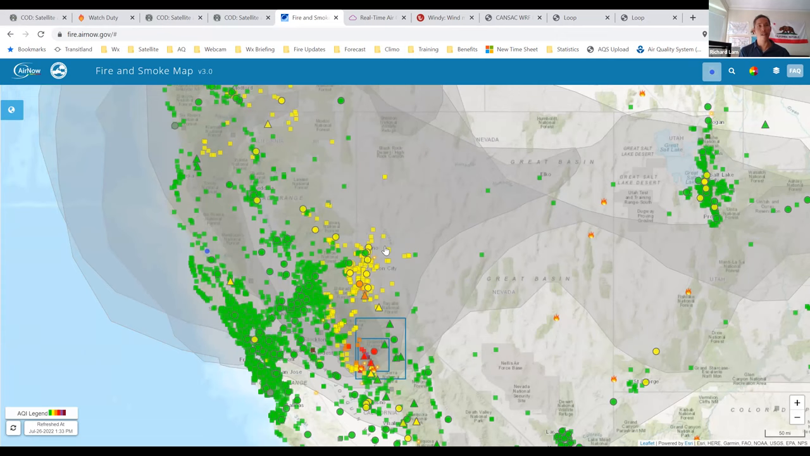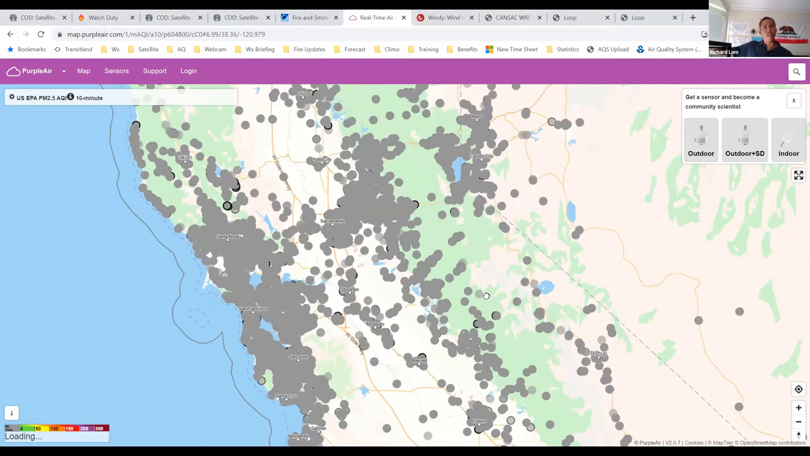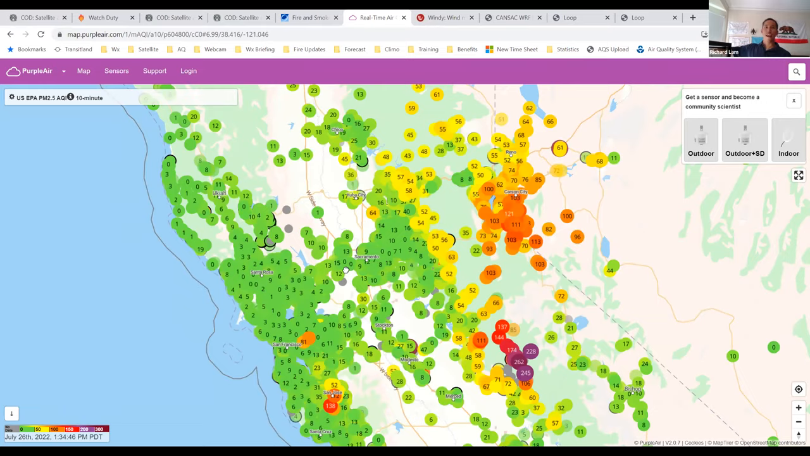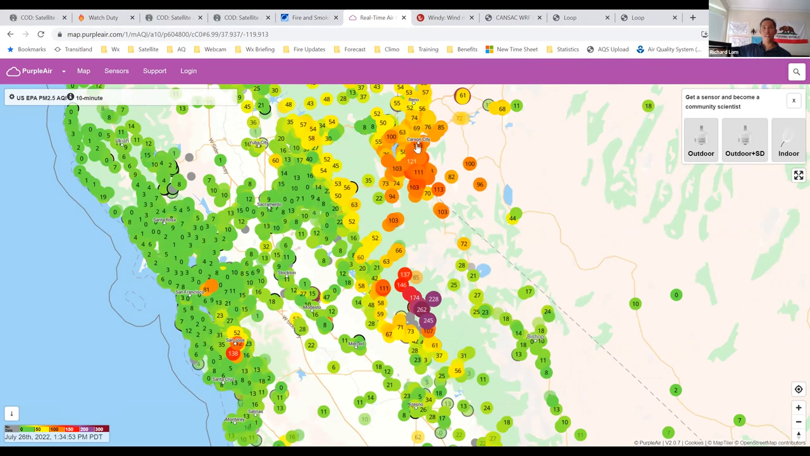And so this is a website by Purple Air. They also show you the same idea: good air quality across the Bay Area, very bad air quality near the fires, and also in Lake Tahoe.